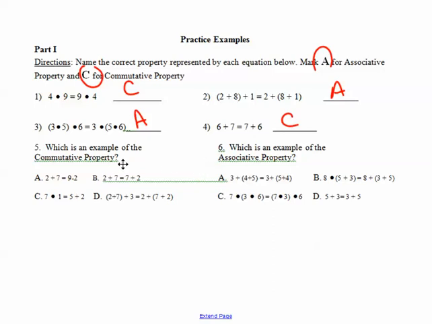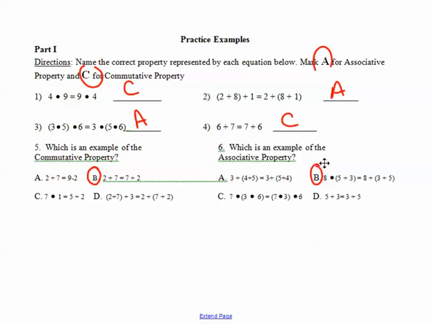All right, check out 5 and 6. Go ahead and answer those problems. Which one is an example of commutative? Which one is the associative? All right, both of them were B. Remember, for the commutative property and the associative, you have the exact same numbers. It's just for commutative, they're in a different order. And the associative, the grouping symbols.